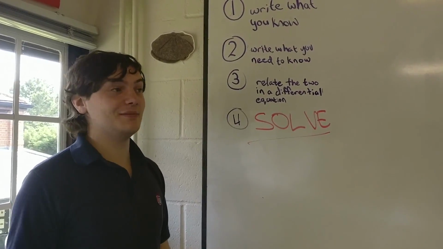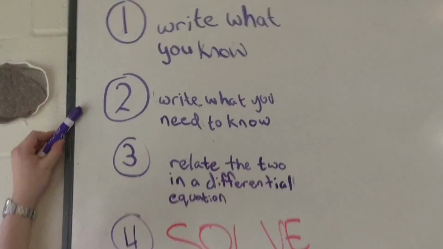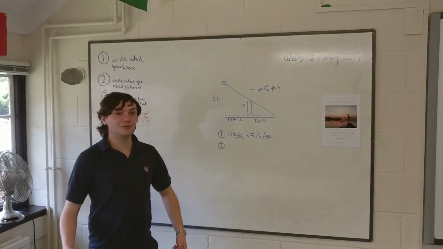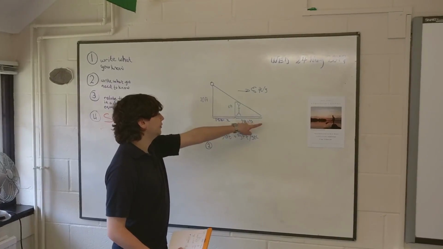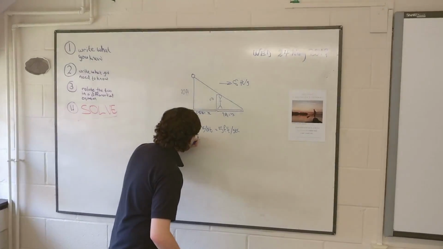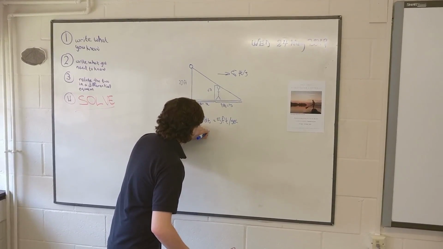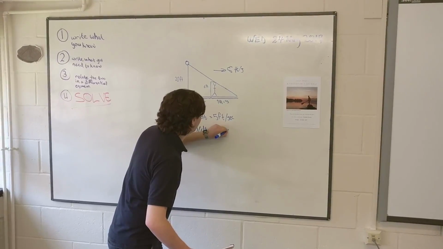Which brings us to step 2, which is to write down what we want to know. In this problem, what we want to know is the speed at which our shadow is growing, and we call the length of our shadow y, so we need to know the rate of change of that, or dy/dt, in feet per second.